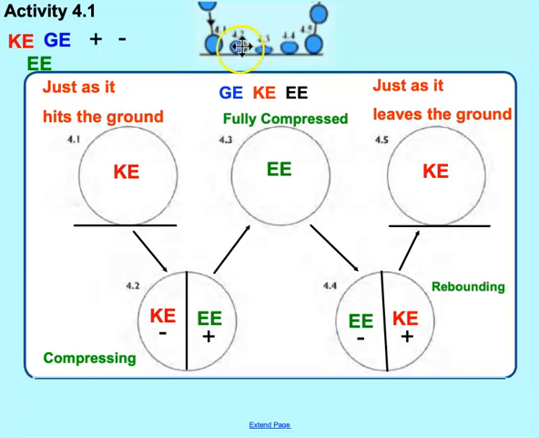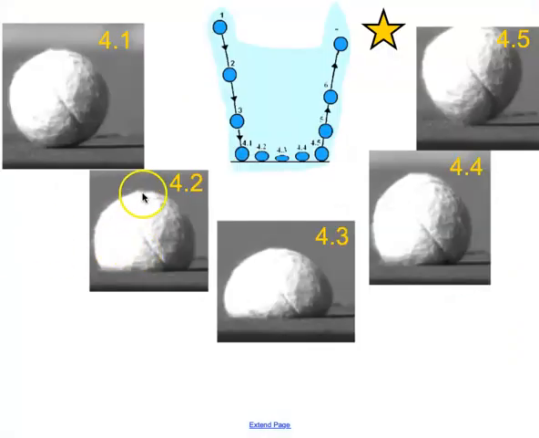Now, when we get to 4.2, again, there's absolutely no GE because it's on the ground. It's in contact with the ground. So there is no elevation. There is no height. But as the ball is being compressed and it's being squatted, and you can see that right here, it's still got a little bit of speed left because the ball is going down.